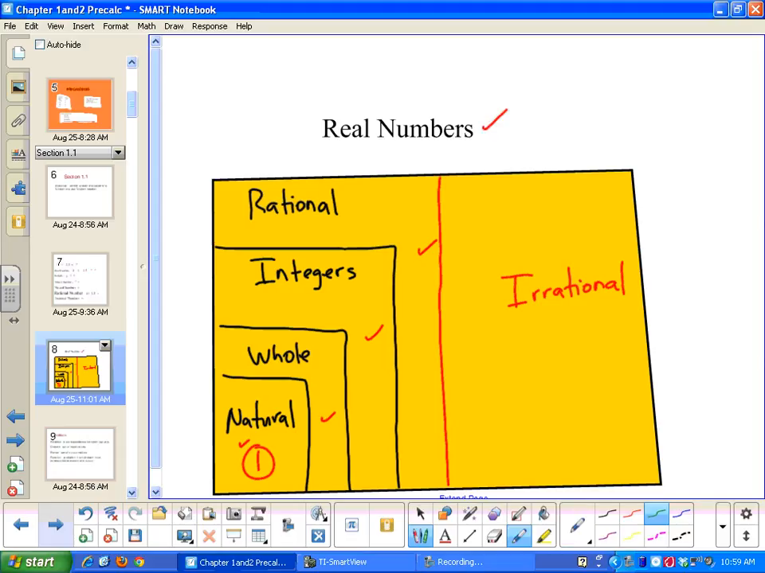Now, if you find something that's an integer but not a whole number or a natural number, for instance, -5, then it goes with everything on the exterior of that, because integers lie within the rationals, but the integers do not necessarily lie within the whole numbers and the natural numbers. Okay, so that's a quick review of the real numbers.